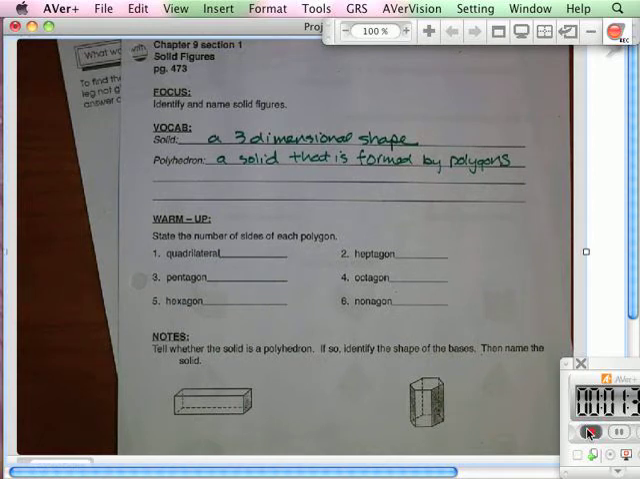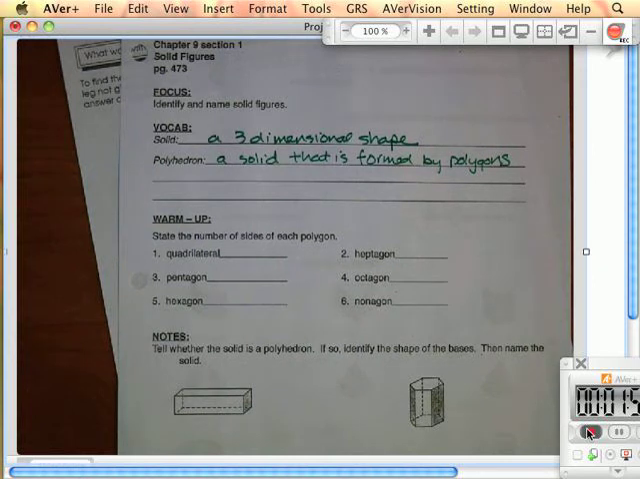No one else is answering. I said yes. Come on now. I know you guys can do this. Is this all formed? Here's a square, a square, a square, a triangle, and a triangle. Is it a solid formed by polygons? Yes. Okay. So it is a polyhedron.